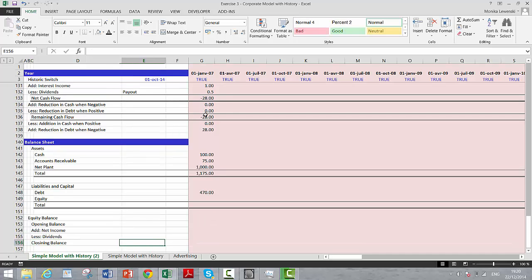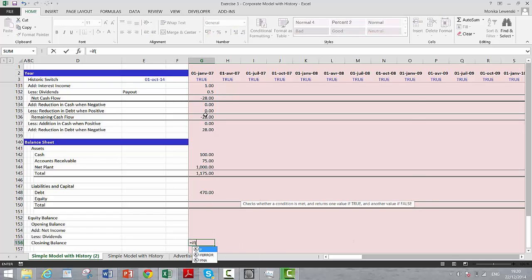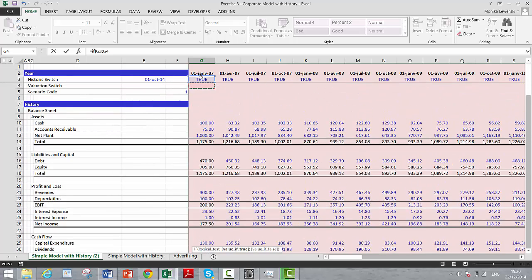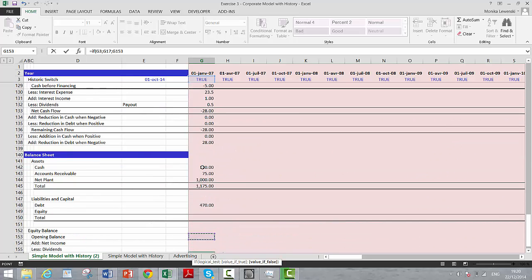And then we use the same approach. If it's the historic switch, we go all the way up to the balance sheet and find our equity. Otherwise, we take the opening balance plus the net income minus the dividends.